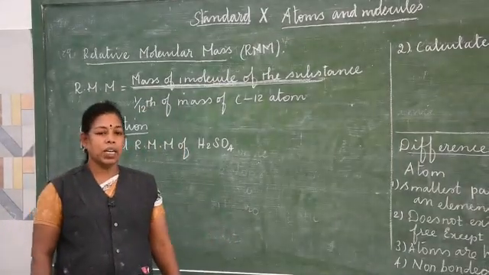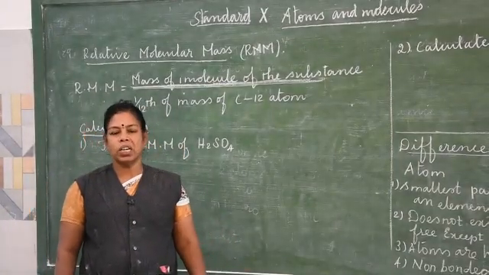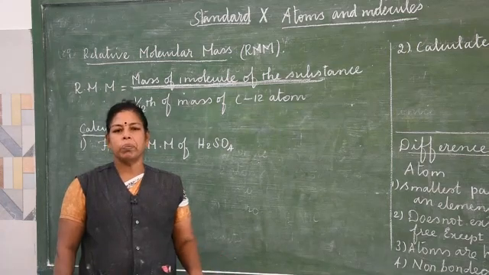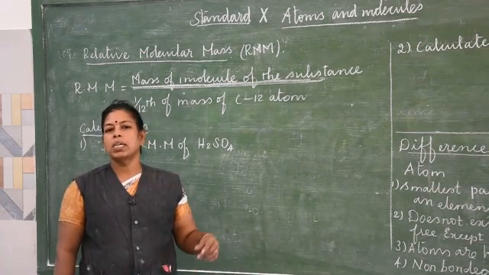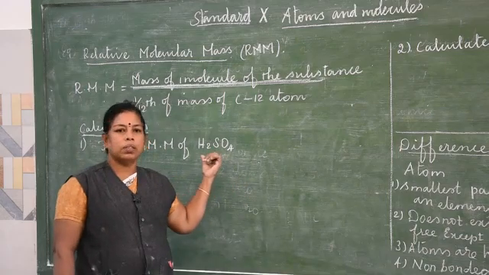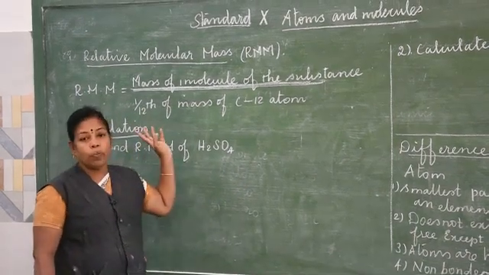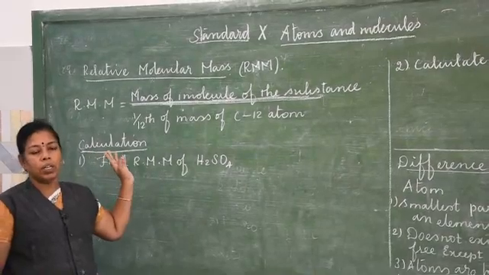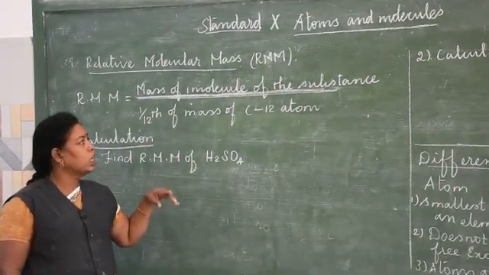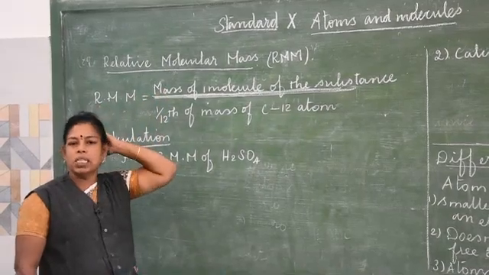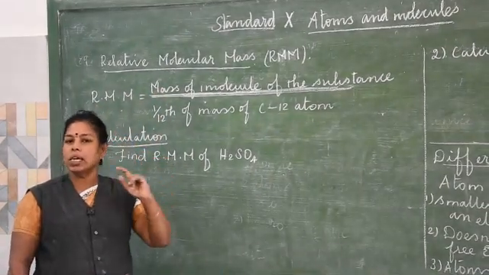In last class we had seen the postulates of modern atomic theory, atomic mass, average atomic mass, and then relative atomic mass, and how to find out the relative atomic mass by using the isotopes and its percentage availability, and relative molecular mass. These are the things we have discussed in last class.